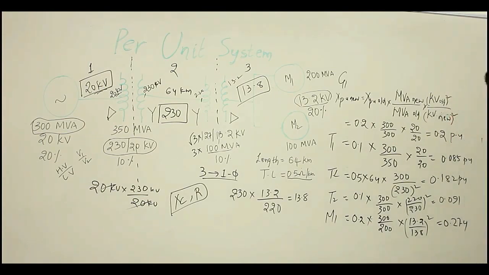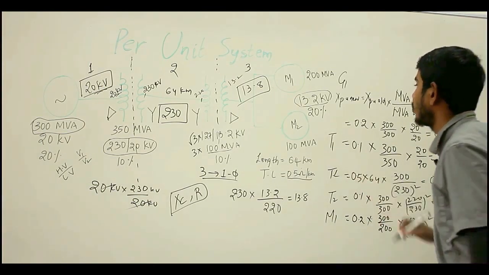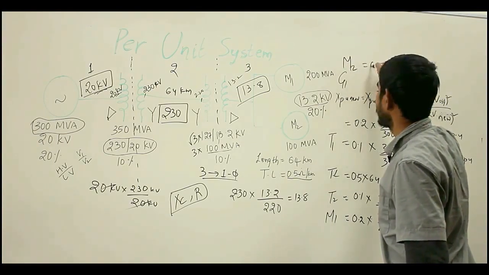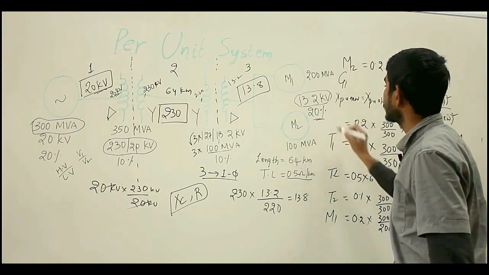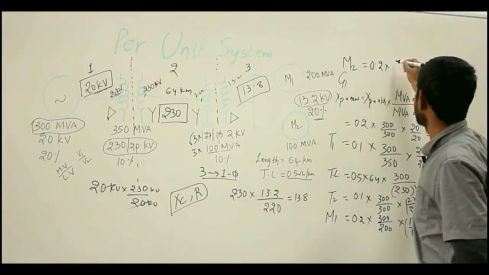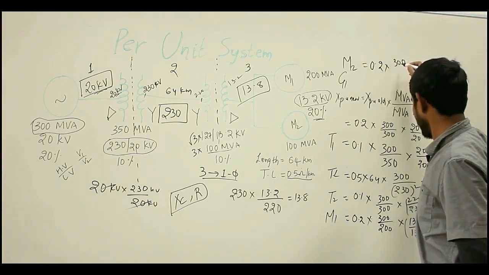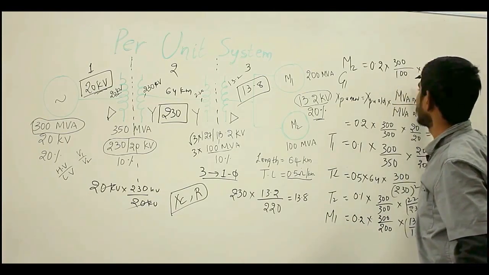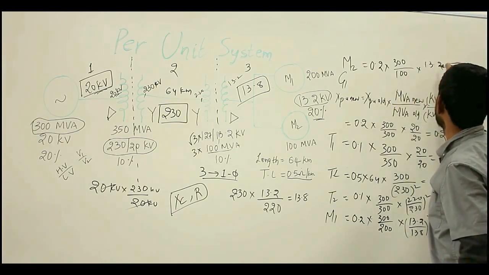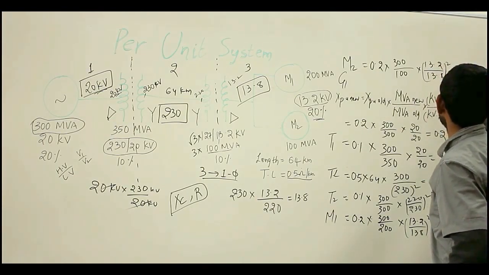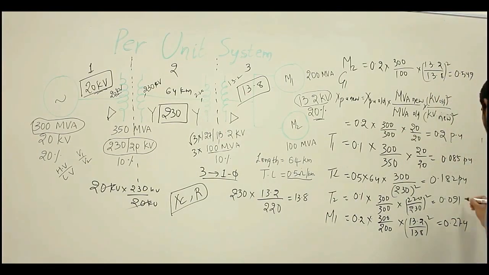This gives you 0.274. Now similarly, if we calculate for the motor M2, I am having for M2 x per unit will be equal to 0.2 is a subtransient reactance. So 0.2 into new base MVA, that is 300 upon the base MVA given is 100 into 13.2 upon 13.8 whole square. So this gives me 0.549 per unit.